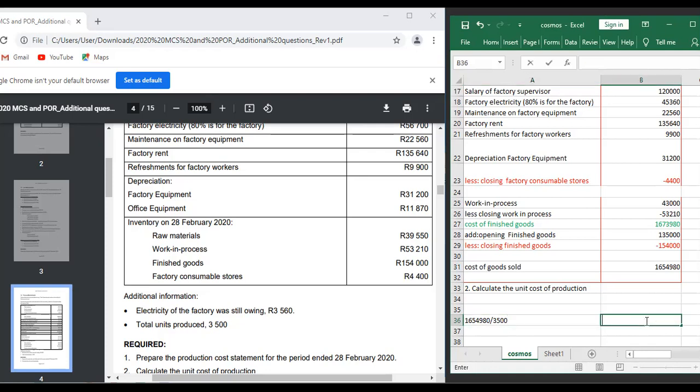So we need to find the cost. When you press your calculator, you get that we spent only 472.85 rands per unit. So this is all that was required of us, and I would like to end here. Thank you for your attention.